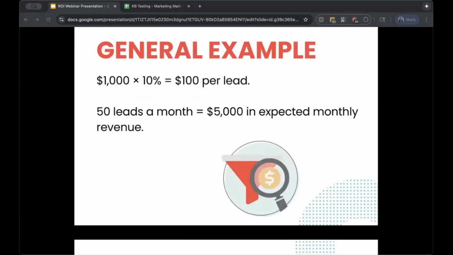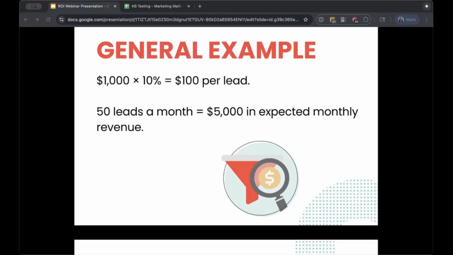Let's look at a basic example and we'll even dive further into this when we jump into the tool. So, this is really basic numbers, right? Let's say you own a subscription service and your average customer pays $1,000 with you over their lifetime. Your close rate, again, that percentage of leads that become customers, is 10%. So that $1,000 times 10% means each of your leads is worth $100. So if you're generating 50 leads per month, that's $5,000 in expected monthly revenue.